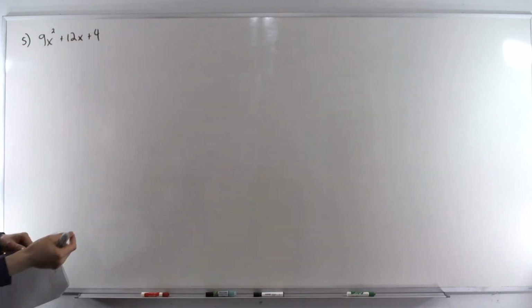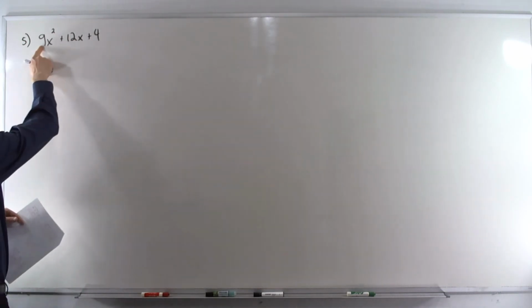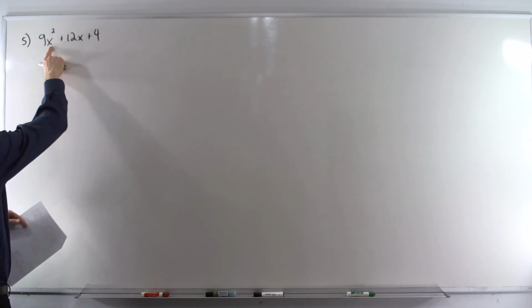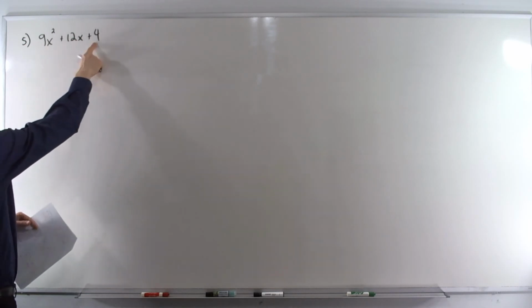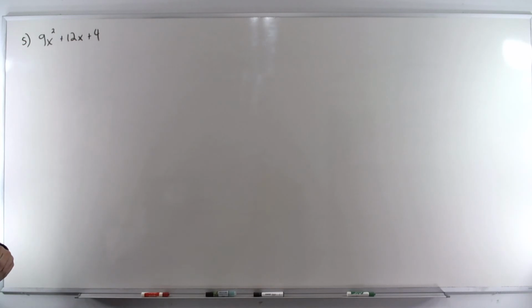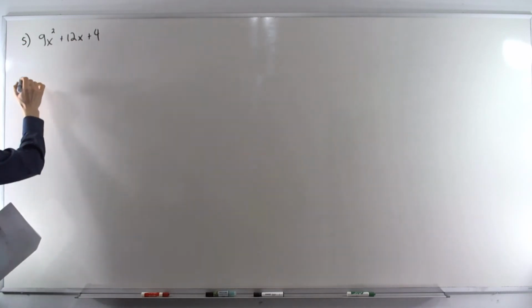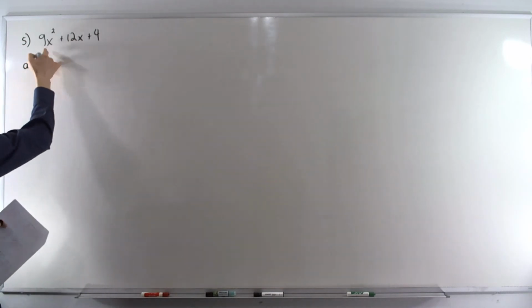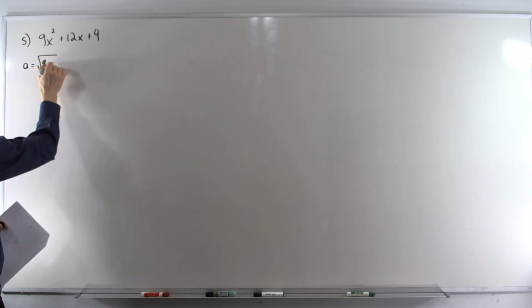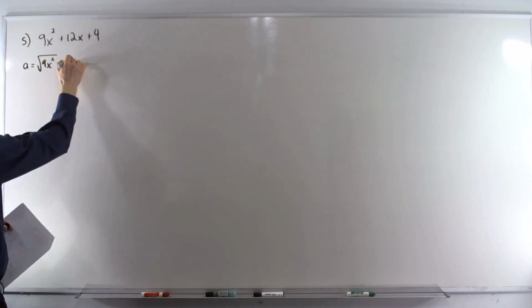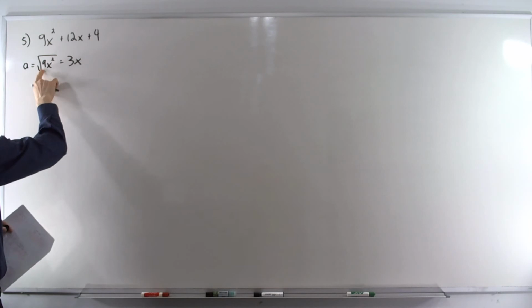But if we look a little closer at this one, notice we have a perfect square here in 9, perfect square here in x squared, and a perfect square here in 4. So this could be a perfect square trinomial. So let's try that first. We'll find a by taking the square root of the first term. Square root of 9x squared is 3x. All right, take the square root of 9, you get 3.